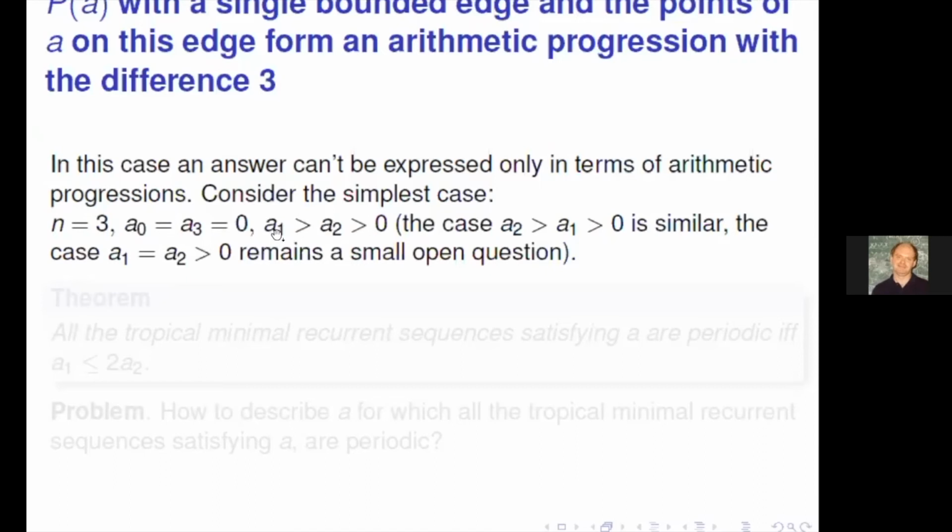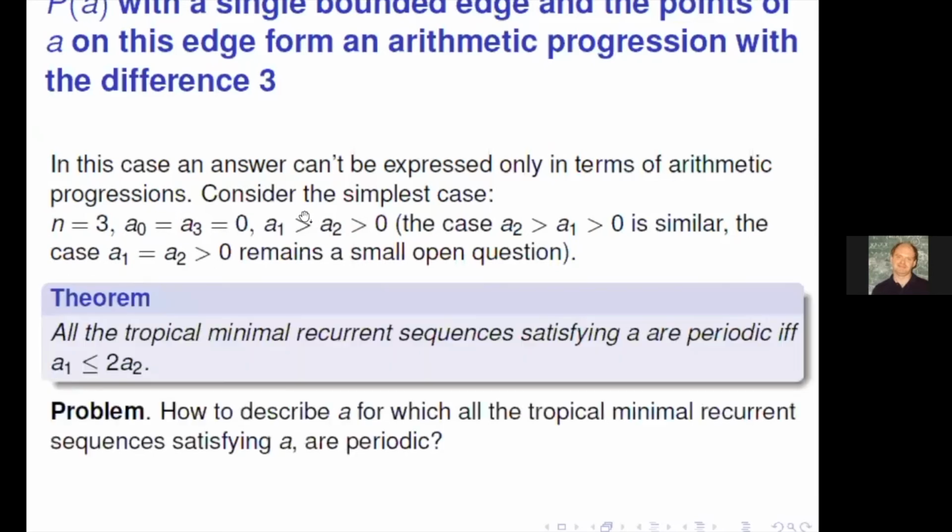And say the first is greater than the second one. Well, the opposite case is similar. Actually, I did not calculate the case when I equal till the end. It's a small open question for the student. Okay, and now the answer, as we see from this theorem.